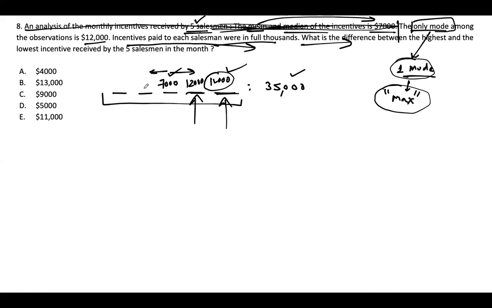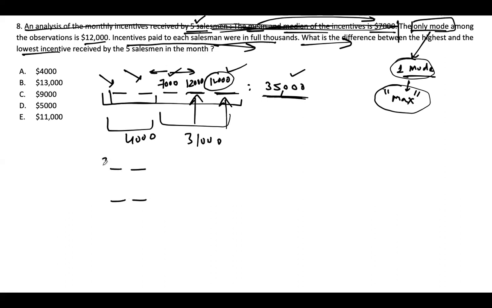So highest is 12,000. What will be the lowest incentive? So what is the remaining right now? 12 plus 12, 24 plus 7, 31,000. This is the incentive. What is the remaining incentive? If the total is 35,000, 4,000 is remaining. So what can be these values? It can be 2,000 and 2,000, or it can be 1,000 and 3,000.